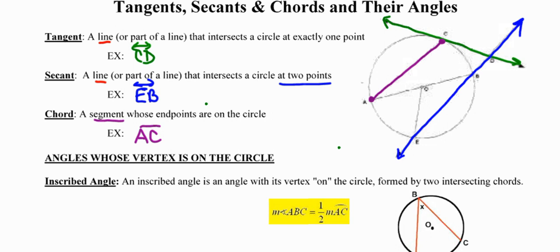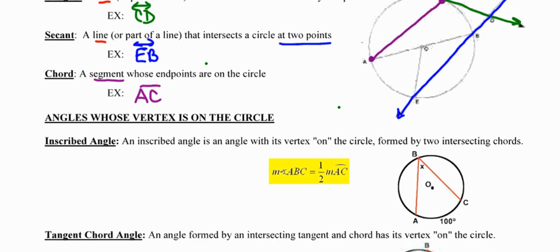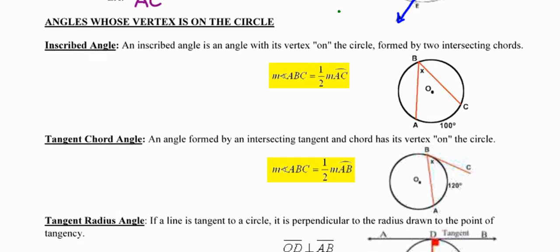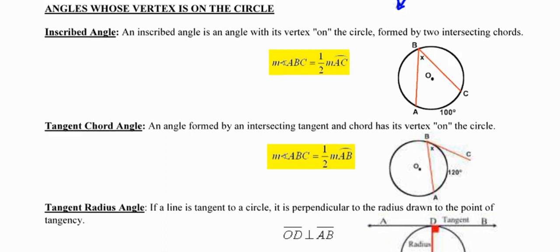All right, so we're going to take a look at what happens when these lines or parts of lines intersect to form some angles. We're going to categorize them in two different ways, one of which is when the vertex is on the circle. So we know from our previous studies that an inscribed angle is an angle whose sides are chords and whose vertex is on the circle.